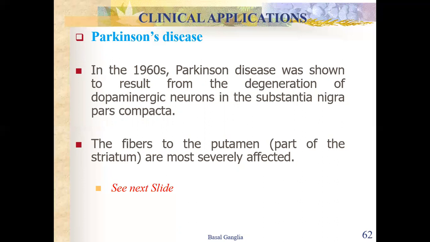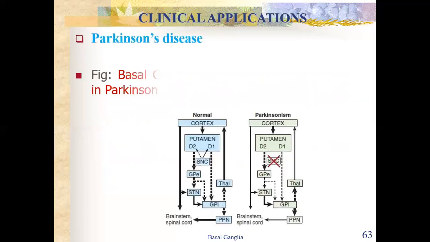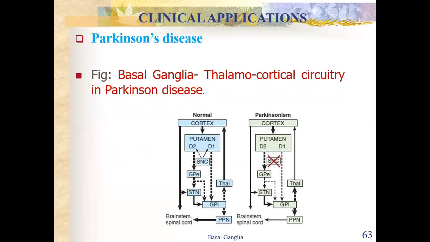The fibers to the putamen, to the D1 and D2, are the ones that are mostly affected. So this diagram shows you a comparison between what happens in the normal thalamo-cortical basal ganglia circuitry in a normal person, and the basal ganglia thalamo-cortical circuitry in individuals with Parkinsonism. In Parkinsonism, the neurons from the substantia nigra pars compacta degenerate, and there is no dopaminergic output to the D2 and D1 receptors of the putamen.